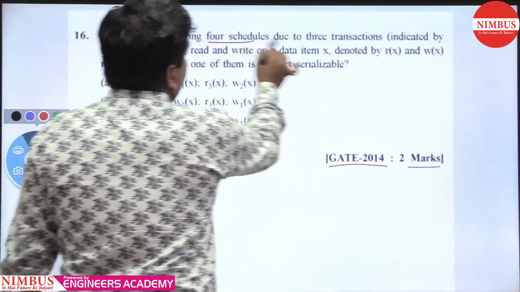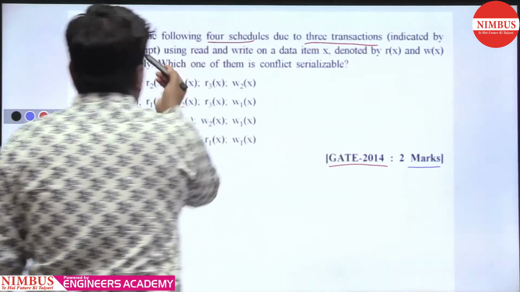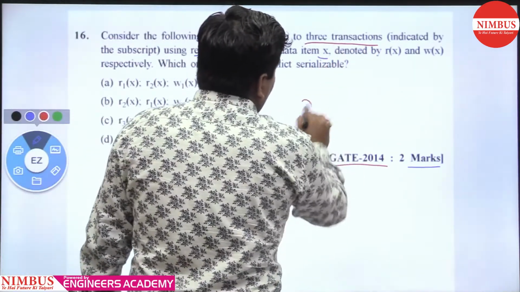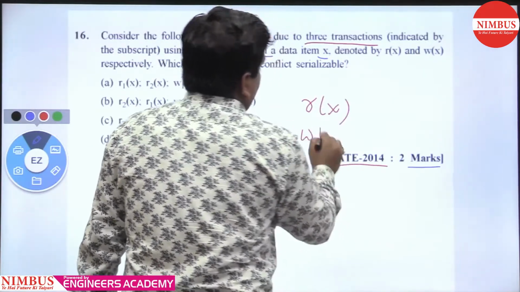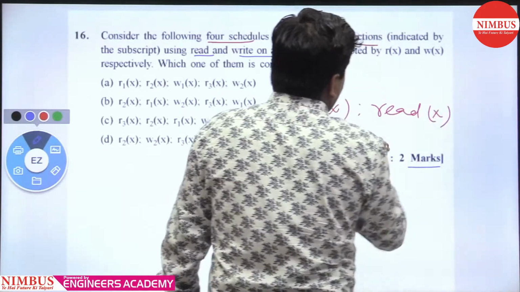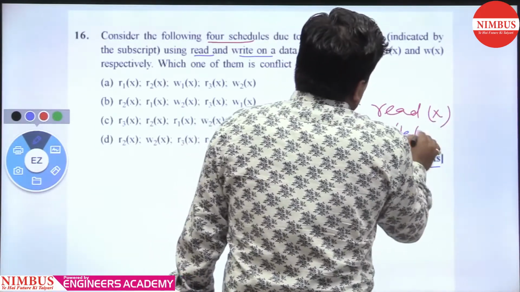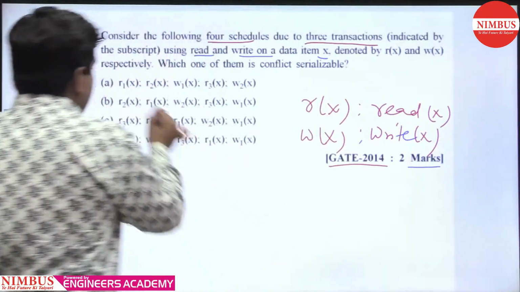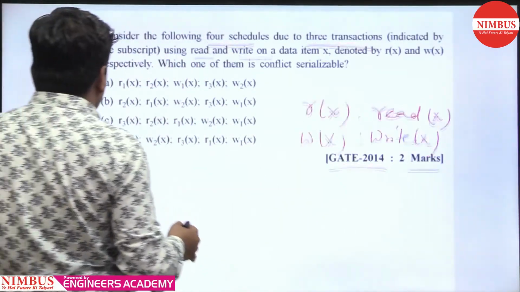Consider the 4 schedules due to 3 transactions indicated by the subscript, using the read and write operations on data item X denoted by RX and WX. Getting my point? This shows the read X and this shows the write X. Clear? And which of the following is conflict serializable? These are the given, so you can check one by one.